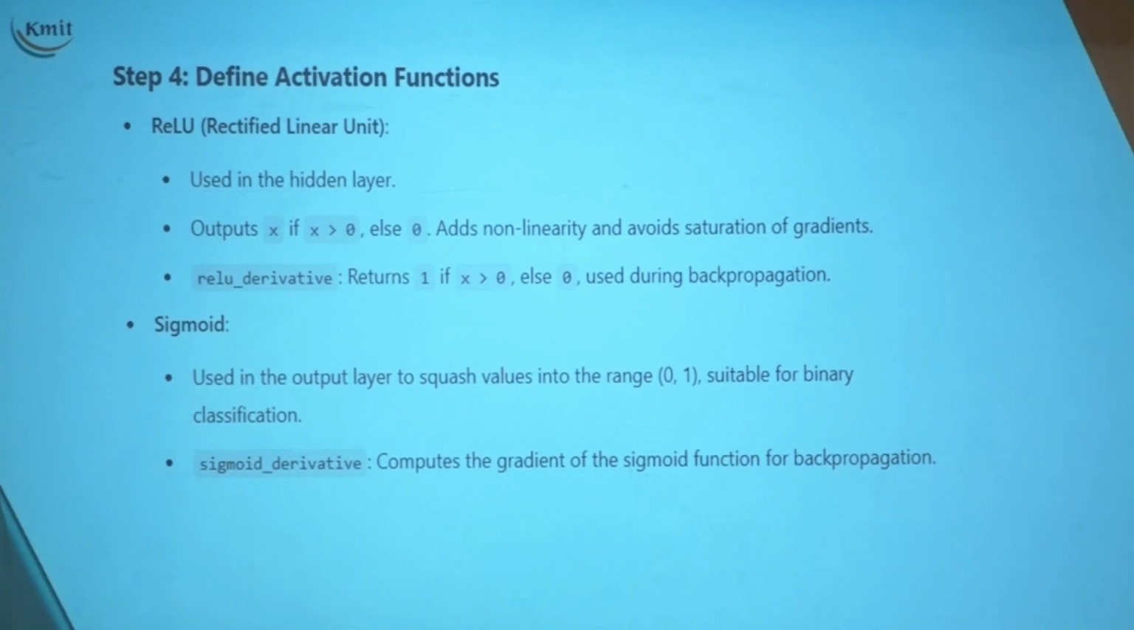Okay. Second is what? Define activation functions. So we'll use 2 activation functions, ReLU and sigmoid. ReLU for the hidden layer, sigmoid for the output in the first exercise. Second exercise, sigmoid in the hidden, sigmoid in the output. Why sigmoid in the output, by the way? Because it is a binary classification task.